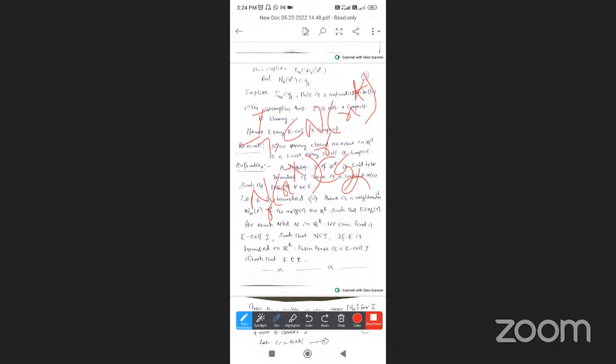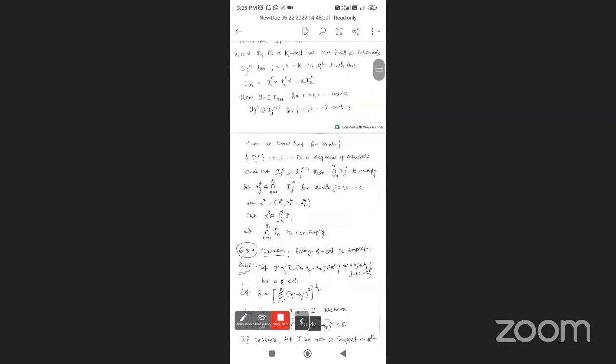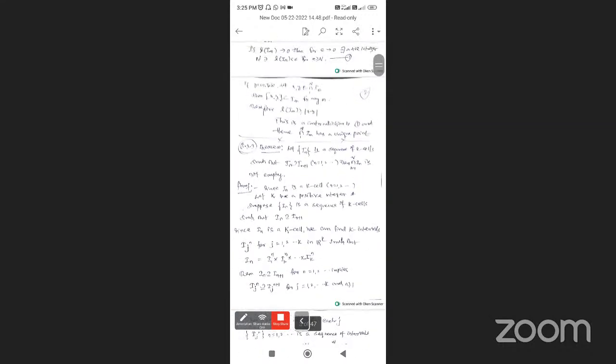KCL is compact 6.34. Second తర్వాత third. Second after third this is a wrong. Second after, so this is every KCL is compact is second.